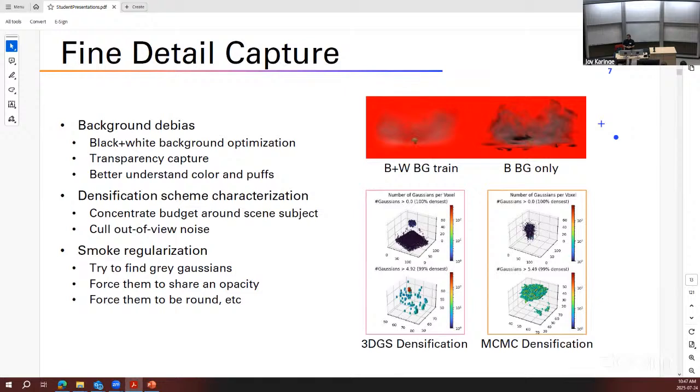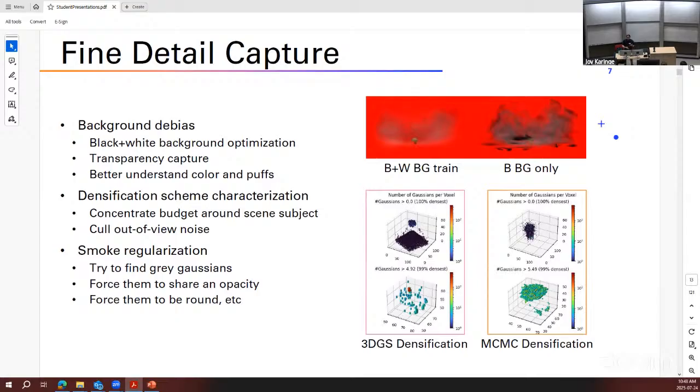And for the same end, I'm trying to do densification scheme characterization, to identify which points aren't lining up with the main subject, so hopefully to make the model either learn that those are good or cut them outright as a post-process step.